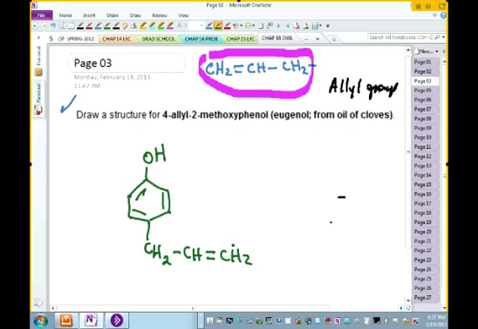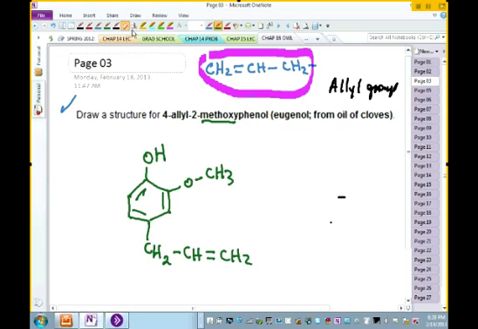And then in the 2 position you have the methoxy. So this is an ether. If you take a look at this part of the molecule, this is an ether. And this is a case in which we are using the ether function as a substituent. In this case, we now say it is a methoxy.